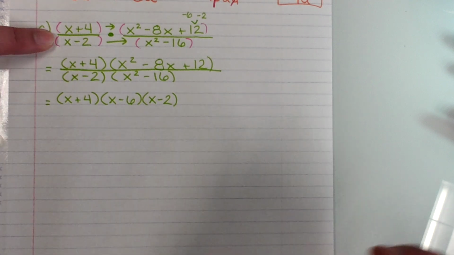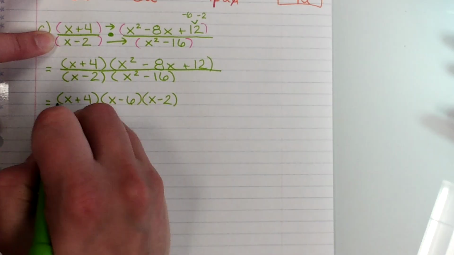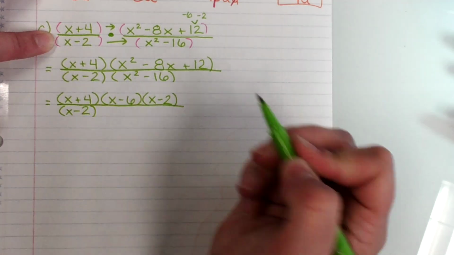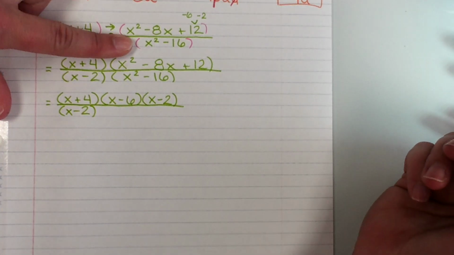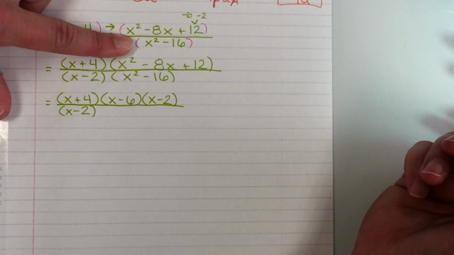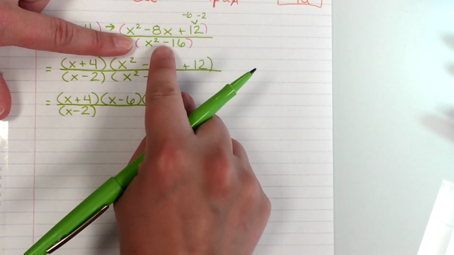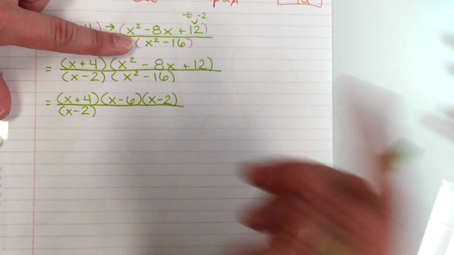Okay, can I factor x minus 2? No. Put it in parentheses, move on. Can I factor x squared minus 16? Yes, it is a difference of squares again. That's a perfect square, that's a perfect square. It has to be subtraction. Sum of squares doesn't factor.